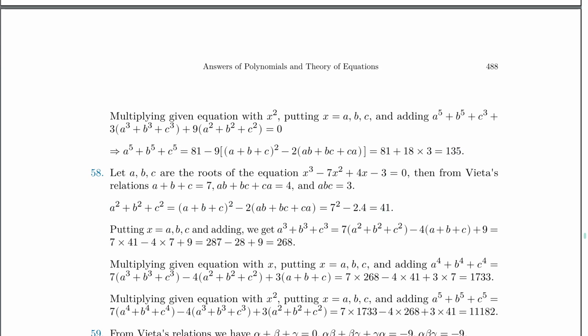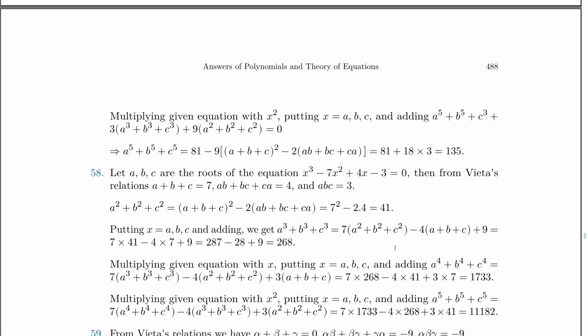We have now, once we have our a square plus b square plus c square, a plus b plus c, and abc, what we do is we substitute x is equal to a, b, c, and we add that. So we get a cube plus b cube plus c cube is equal to 7 into a square plus b square plus c square minus 4 into a plus b plus c plus 9. And then we substitute the values of a square plus b square plus c square, that is 41, 7 into 41. And then we substitute a plus b plus c, that is 7, 4 into 7, and 9, we get 268 as the answer.